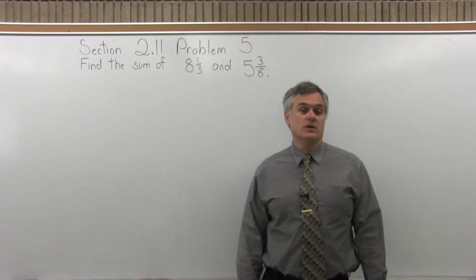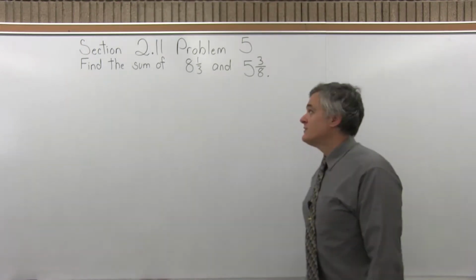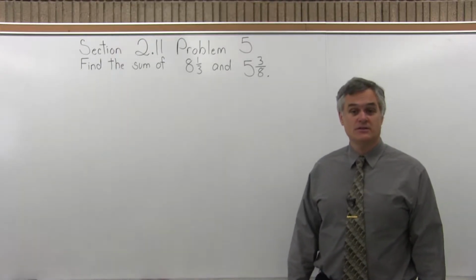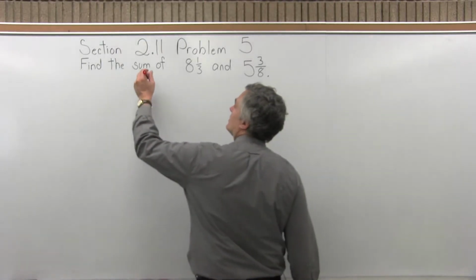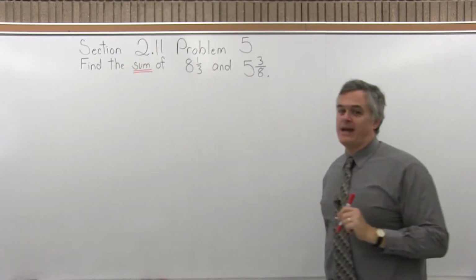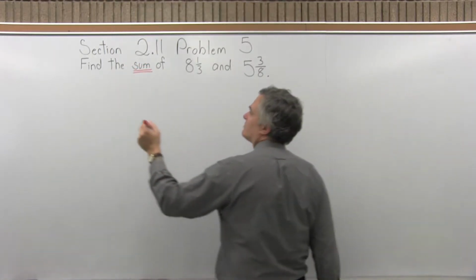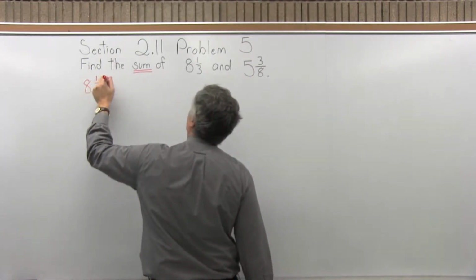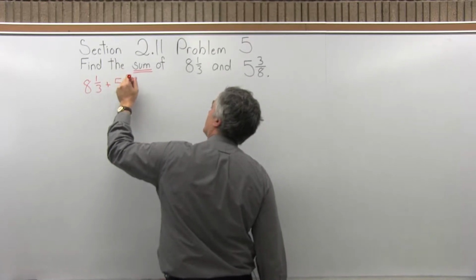This is Section 2.11, Problem 5. It says find the sum of 8 1/3 and 5 3/8. So the key word to tell us what to do is the word sum. Sum means I have to add. So this problem essentially says add 8 1/3 plus 5 3/8.